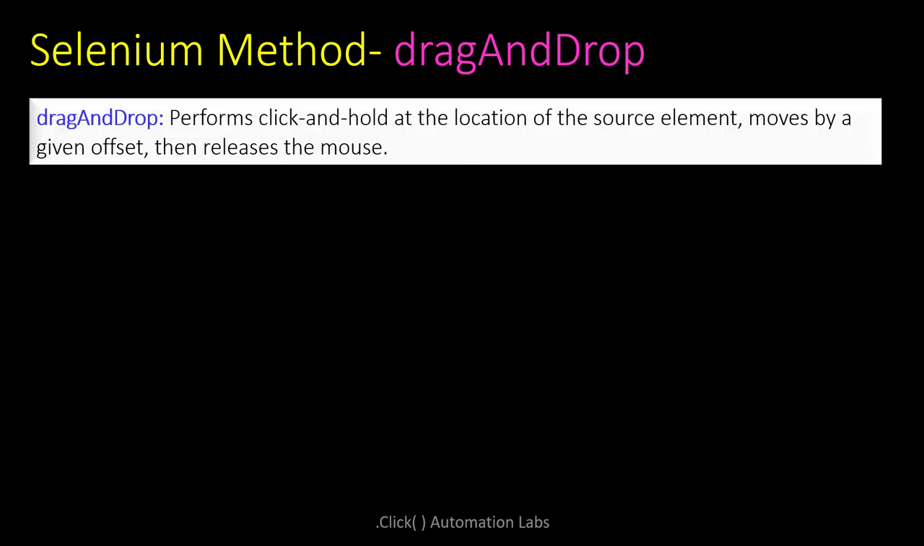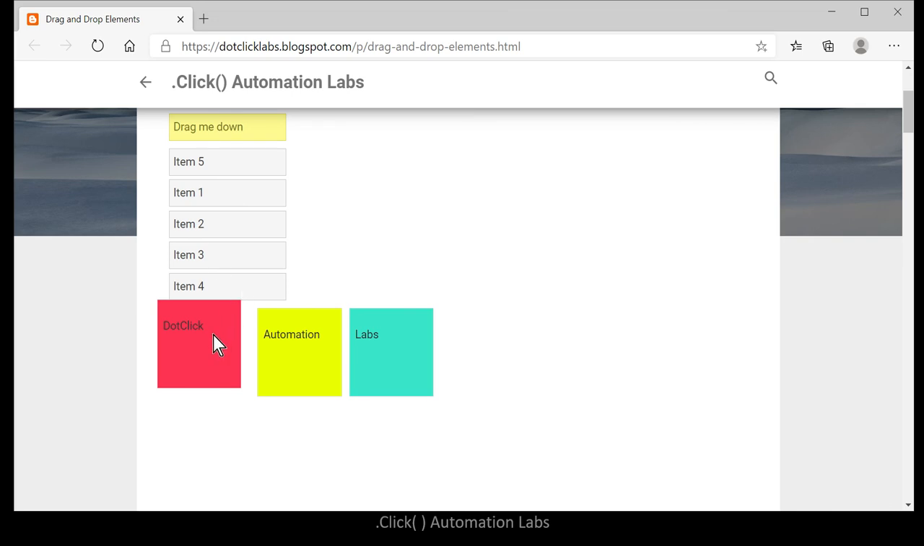So now let's look at drag and drop. As I showed, drag and drop is used to move one element from one location to another location. It performs click and hold at the location of the source element, moves by a given offset, then releases the mouse. So this is nothing but click and hold and move to a certain location. This is called a drag and drop.